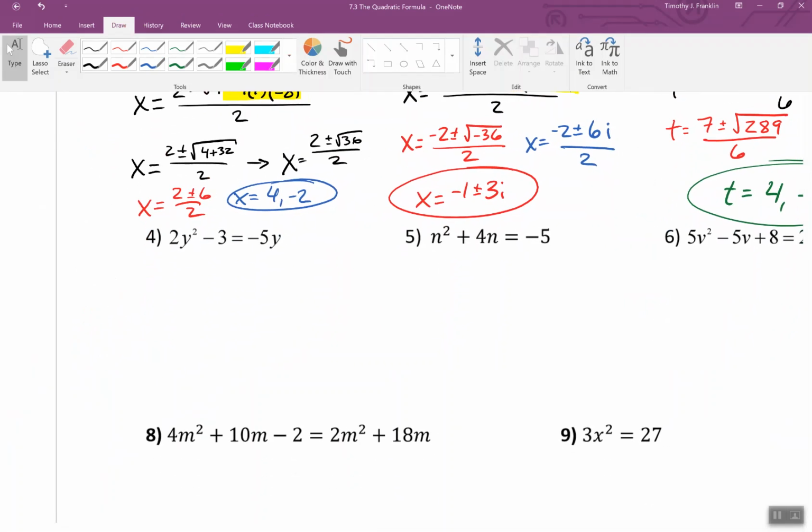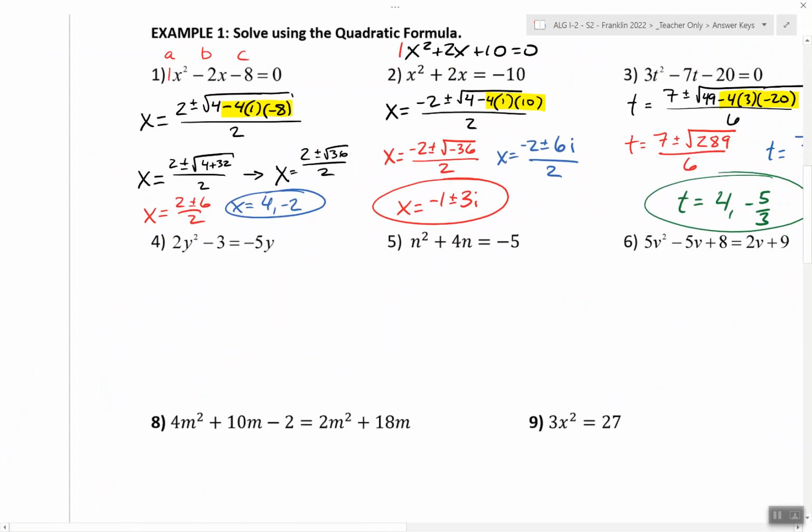Let's look at number 4. And just as a reminder, let's go ahead and write this out here. x equals negative b plus or minus the square root of b squared minus 4ac all over 2a. For number 4, we do have to move this around and get it into standard form. We'll do that by adding 5y to both sides. So 2y squared plus 5y minus 3 equals 0. And now we can plug this into the formula.